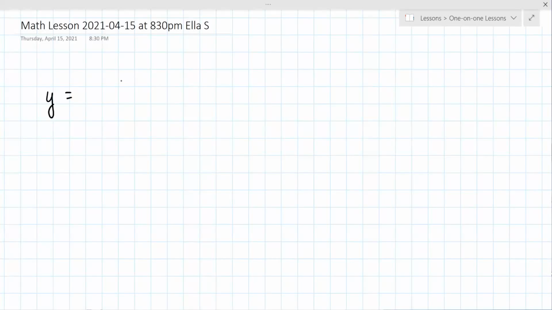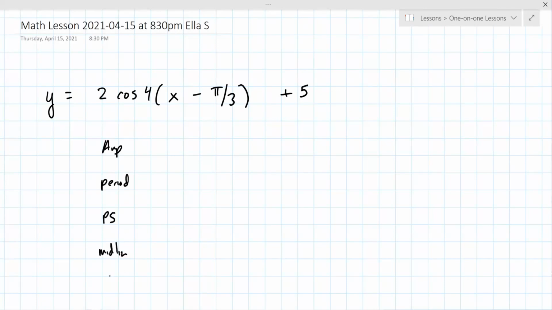To warm up here, I'm going to give you a problem: 2 cosine of (4x minus pi over 3) plus 5. And it asks for the amplitude, the period, phase shift, midline, and then you're supposed to graph it.